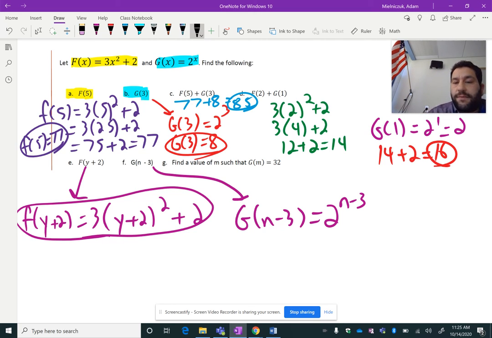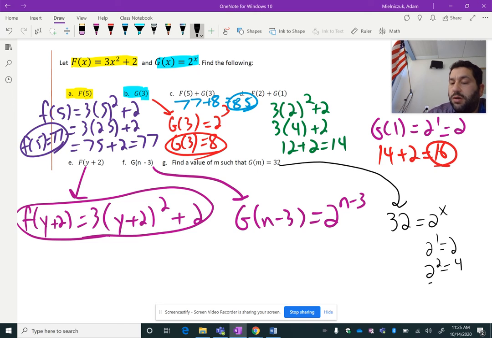And our last one. Find a value of m such that g of m equals 32. Well, we want to know, when does 32 equal 2 to the x power? Well, let's think about this. 2 to the first equals 2. 2 squared equals 4. 2 cubed equals 8. 2 to the fourth equals 16. 2 to the fifth equals 32. So our answer for this one would be g of 5 equals 32.